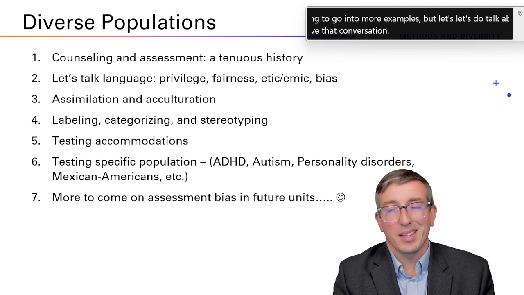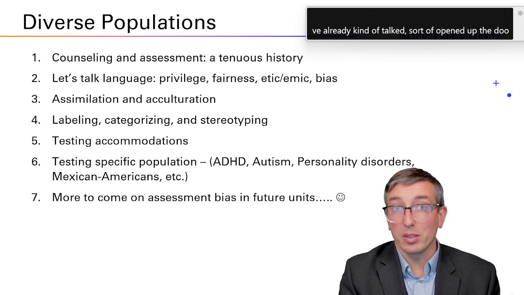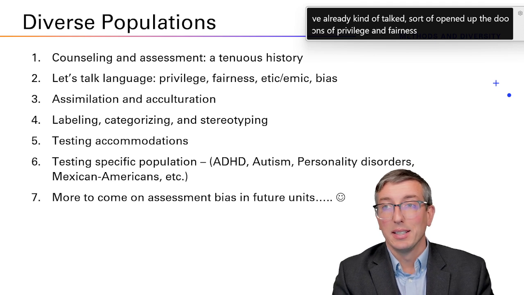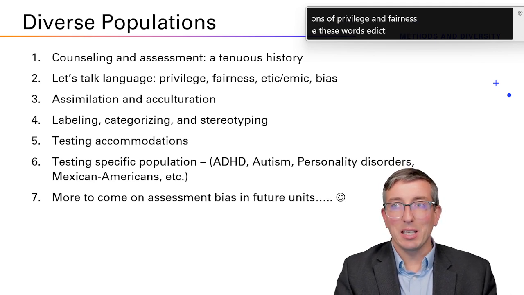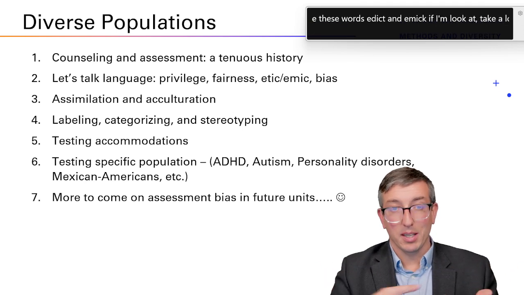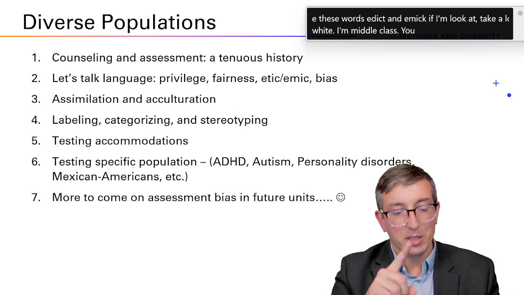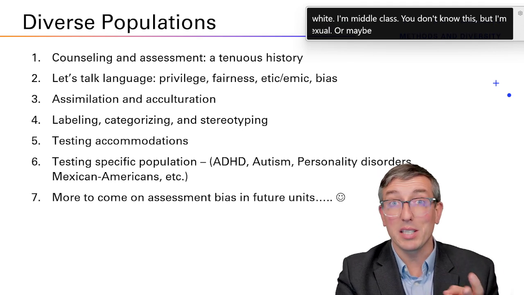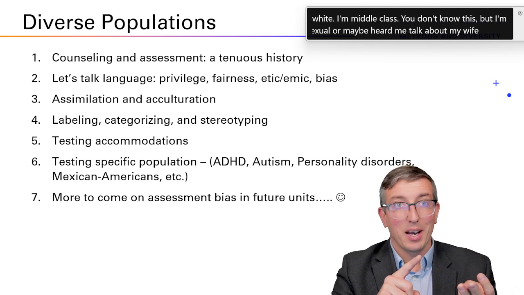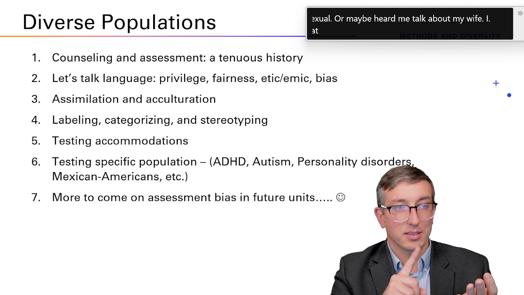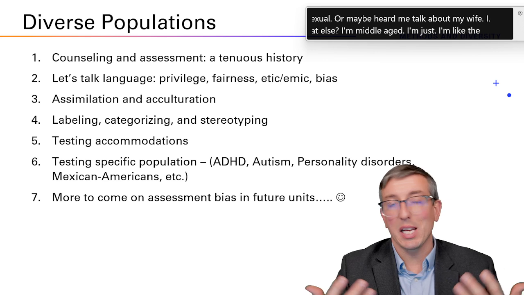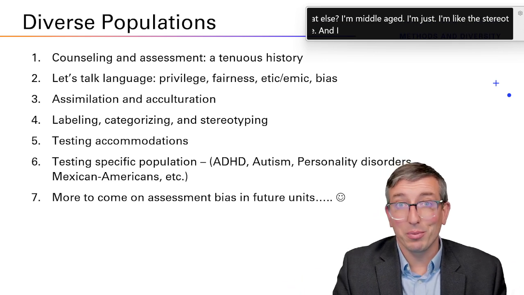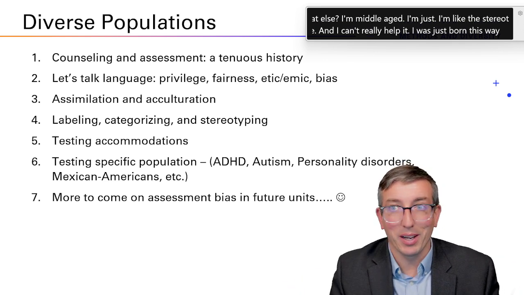I think I've already kind of opened up the door for discussions of privilege and fairness. I'll define these words etic and emic. If you take a look at me, I'm white, I'm middle class. You don't know this, but I'm heterosexual, or maybe you've heard me talk about my wife. I'm middle-aged. I'm like the stereotype of privilege, and I can't really help it. I was just born this way, right?